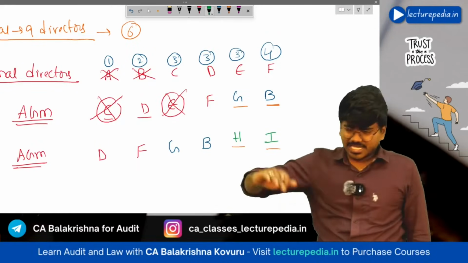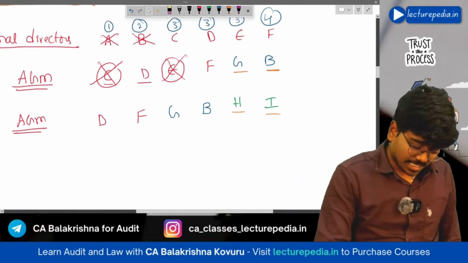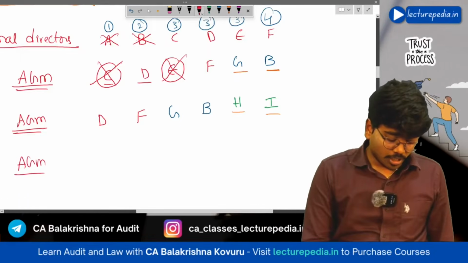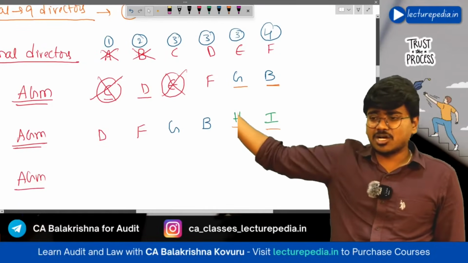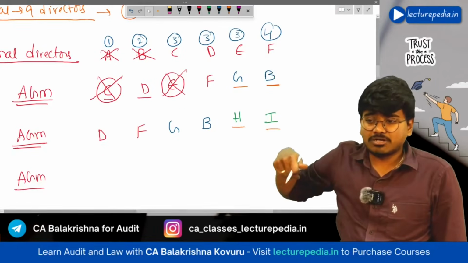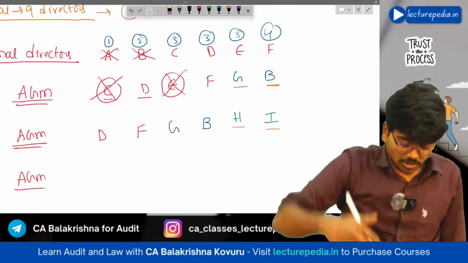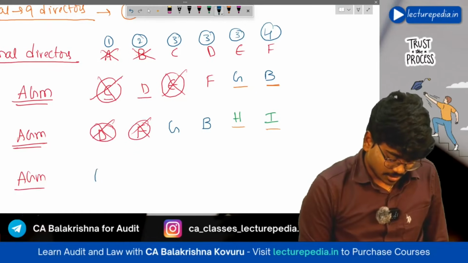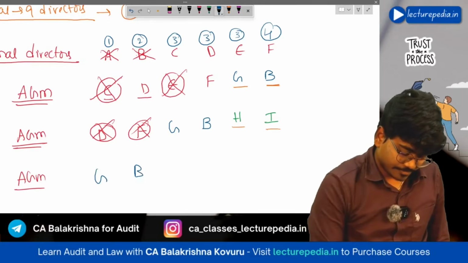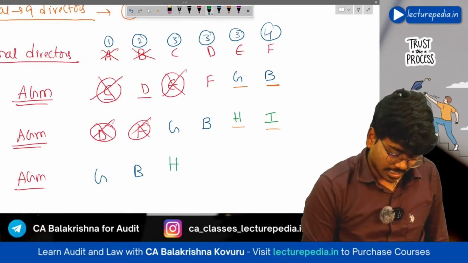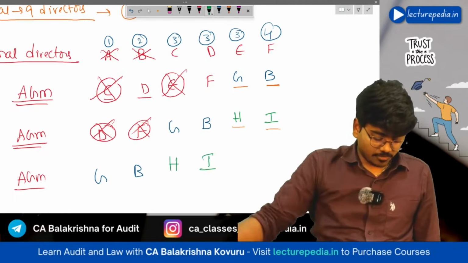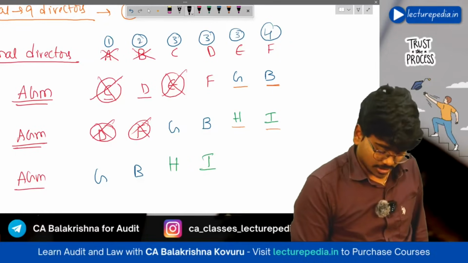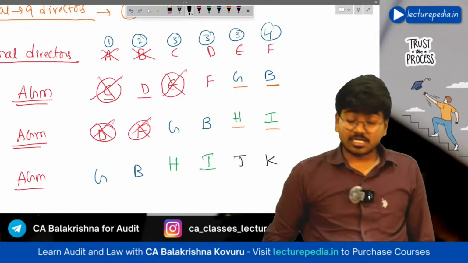Okay. Again, in the next general meeting, the same will repeat. Two directors have to retire. So obviously, who are longest in the office? G, B, H, I are appointed recently. In the previous general meetings only they were appointed. D and F are longest in the office. So obviously D and F will retire. Remaining directors are G, B, H, I. And in the place of D and F, the shareholders have appointed J and K.